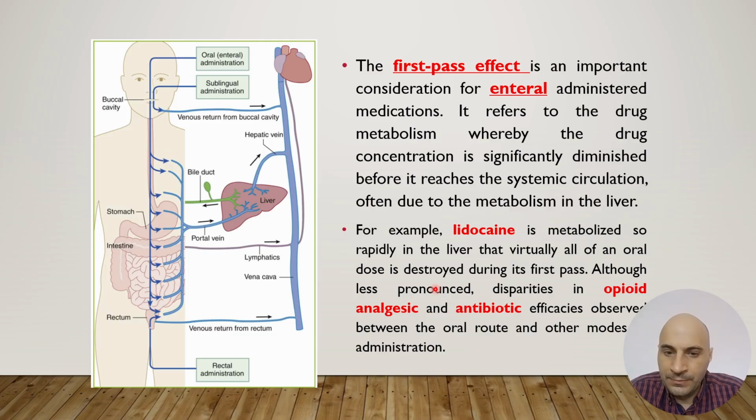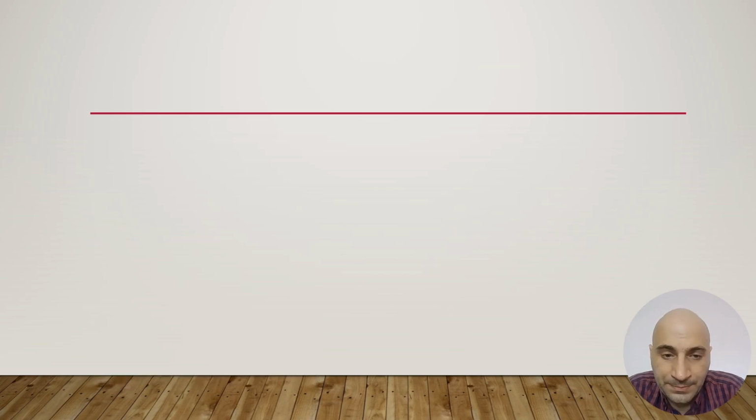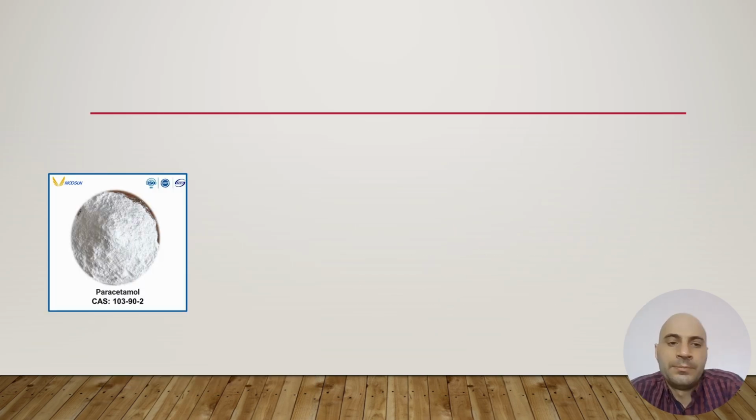Other examples would be opioids, analgesics, opioids and antibiotics that can be affected through first pass metabolism.